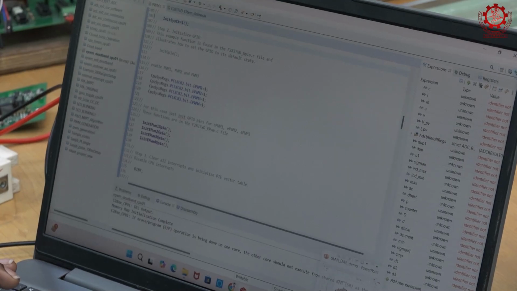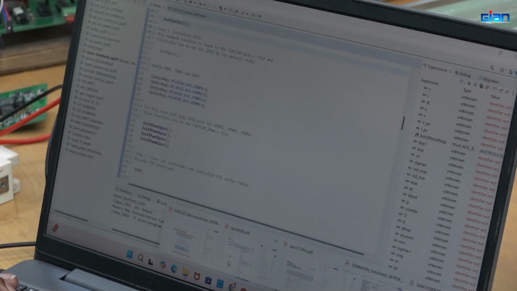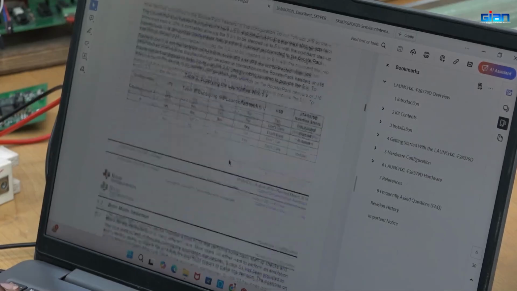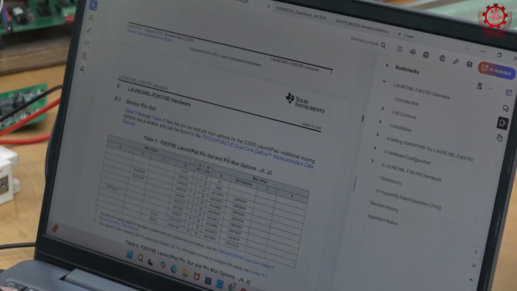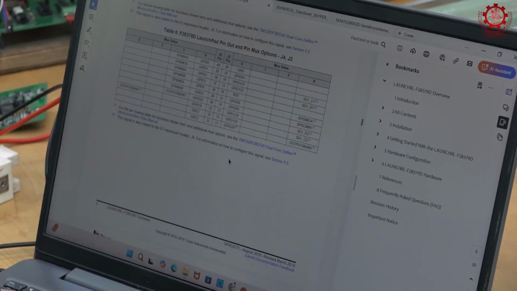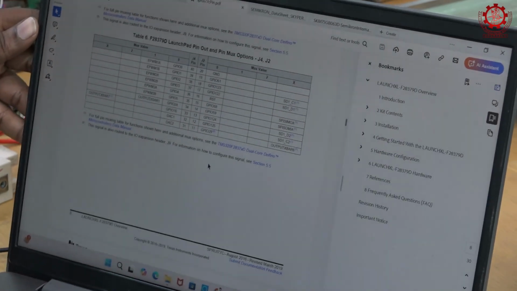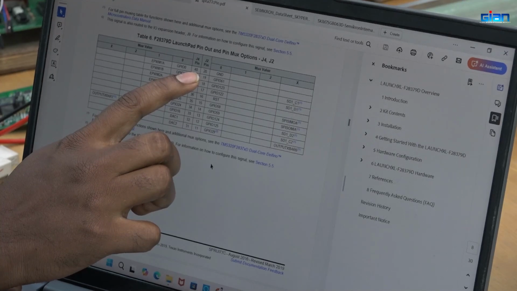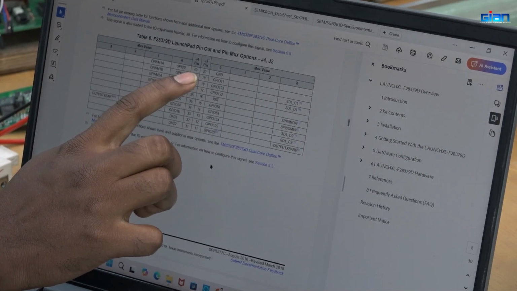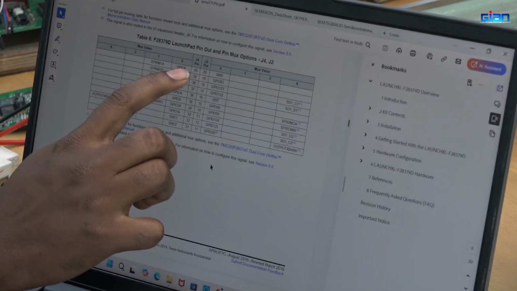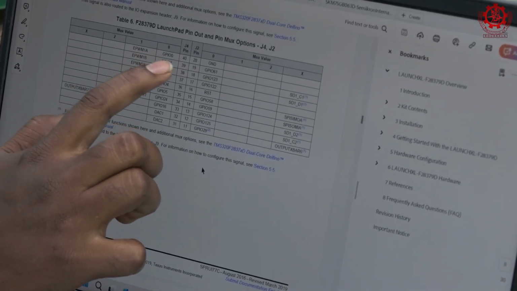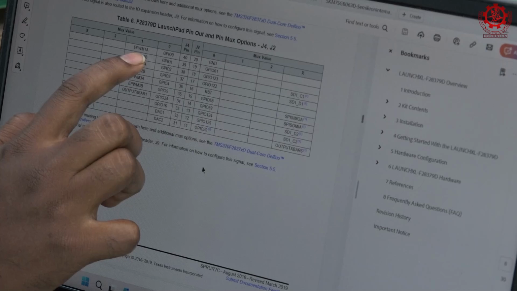We have a data sheet. They provided a data sheet to us where we can see. See, EPWM, it's GPIO pin 40. It will be GPIO when we give a 0 to it. It will act as a GPIO pin. If we give 1, it will act as EPWM 1A.